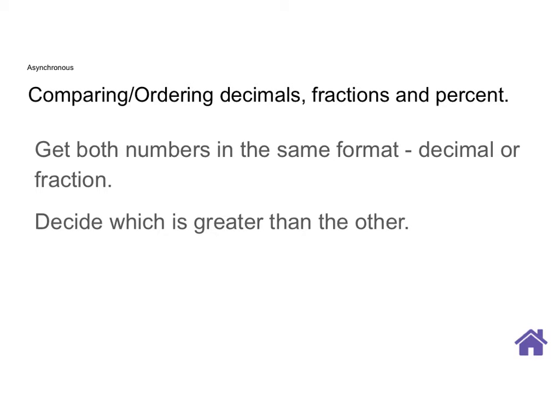We're also going to be ordering and comparing decimals, fractions, and percents. The first thing you need to do is make sure that you get both numbers in the same format, either decimals, fractions, or even percents, but I prefer decimals most often if I'm comparing lots of numbers. Then decide which is greater than the other one, and that's how you're able to compare in order.